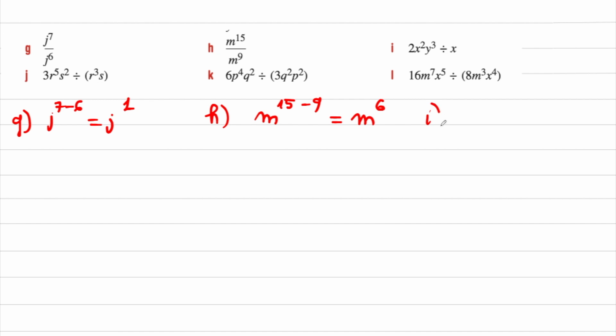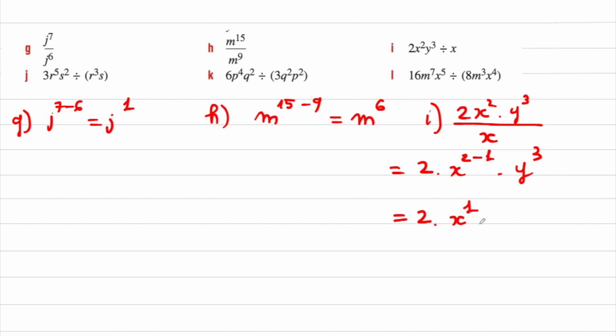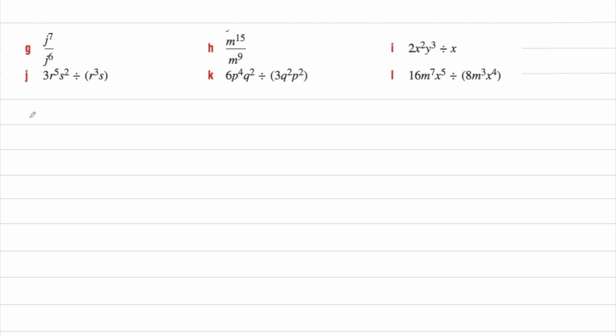But for this question I want to convert this a little bit. I will write down the fractional form: x squared and y^3 here divided by x. And for this one, you got x^(2 minus 1) and multiply y to the power of 3. And then x to the power of 1, y to the power of 3. Yep, that's it.